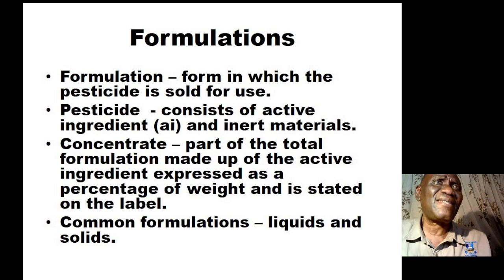It consists of what is called an active ingredient and the inert materials. Please note that the active ingredient is the chemical that does the job on the pest. It is the one which can kill the pest, whereas inert materials may not be harmful to the pest.